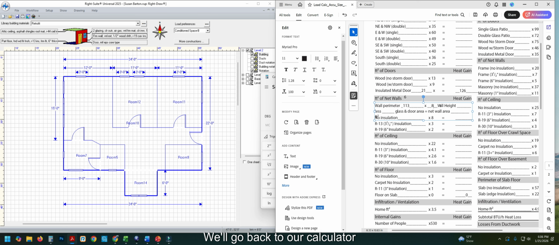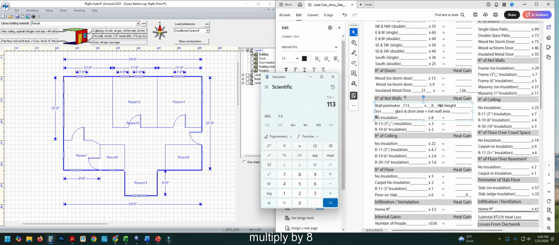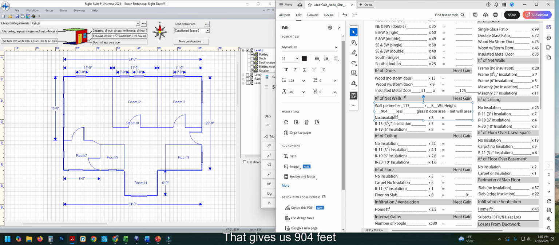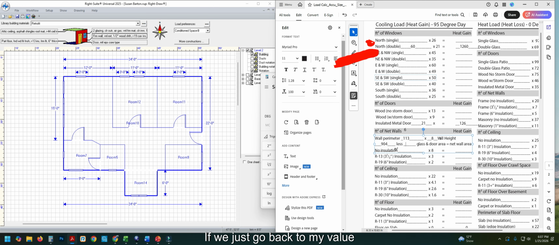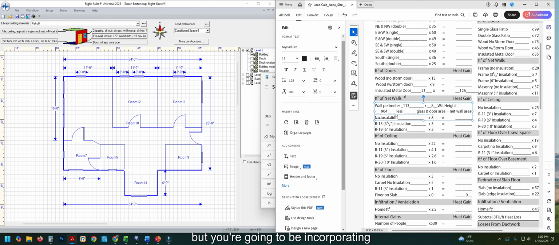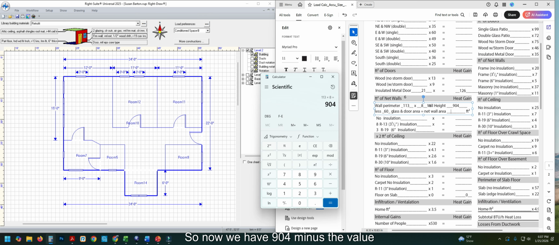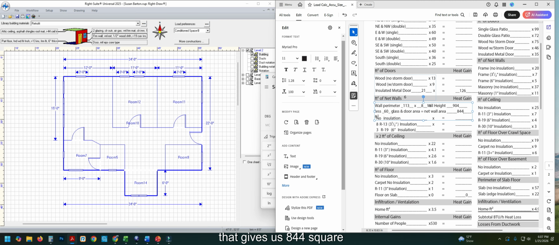We'll go back to our calculator and multiply by 8. That gives us 904 feet, minus the glass that we will include. If we just go back to my value here, we'll just say it's 60, but you're going to be incorporating different values, and so now you're going to have a different value. So now we have 904 minus the value that I just put in, and that gives us 844 square feet for our space. Now we have our 844.